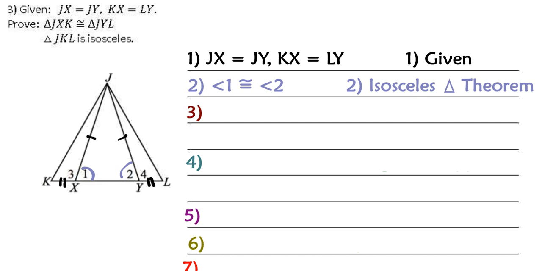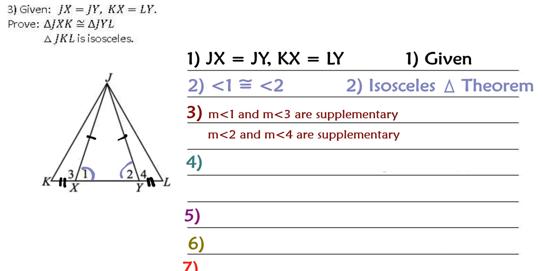Look at angles 1 and 3. What type of angles are 1 and 3? Look at angles 2 and 4. What types of angles are 2 and 4? So you could have said they are supplementary. You could have said they add up to 180. Those two descriptions mean the same thing. If two angles are supplementary, that means those two angles add up to 180. But what types of angles are they? Why are they supplementary? Why do they add to 180?